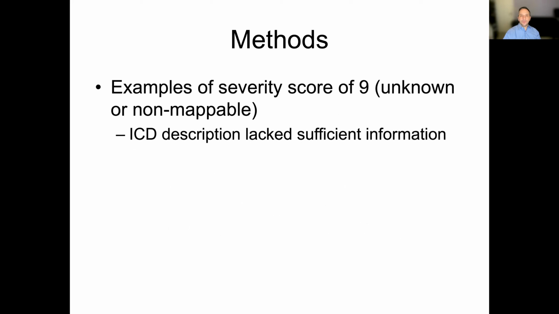Of note, they couldn't map everything, because there were some examples of severity scores of 9, which is something that was unknown or non-mappable. Like the example I included before, that sort of nondescript head injury where you can't map the severity because you don't have enough information.